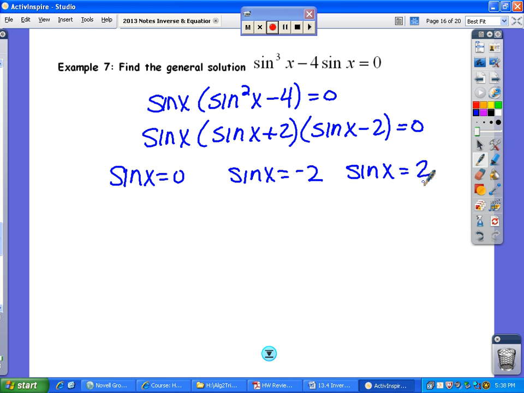All right, hope you got some warning signs going off here. Remember, sine can only be between negative 1 and 1, so these two are not possible. There's no way we can get an angle that has a sine of 2. So that means we only have to deal with the sine of x equal to 0.